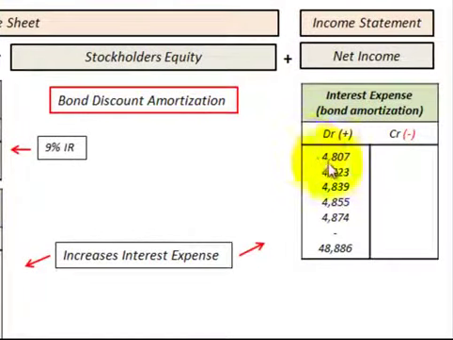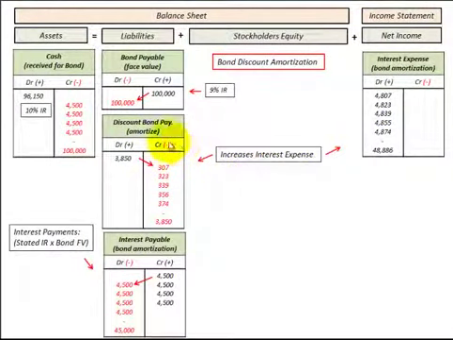Now going up here, we look at our interest expense. Our interest expense here is greater than the payments that we make to the bondholders. You can see that here. And that's because of the discount to the bonds payable. This discount here is actually an added interest expense that we have to pay on that bond.